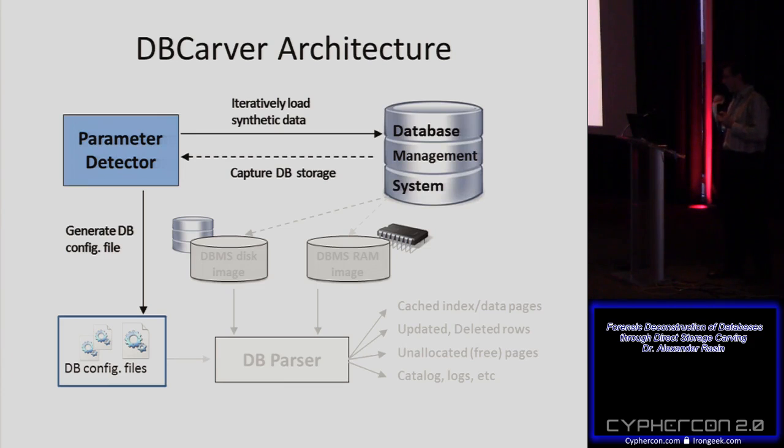So first, the parameter detector. Again, remember, every page looks similar, but the details vary from system to system. And wouldn't it be nice to be able to learn what the system actually does? So what the parameter detector does is, you install a database, then it automatically loads a bunch of synthetic data that we know what it looks like. And then by capturing storage, it can deduce how the data lands in the database storage. So it can pretty much learn the layout of a database.